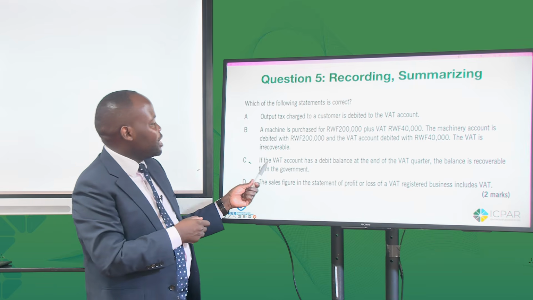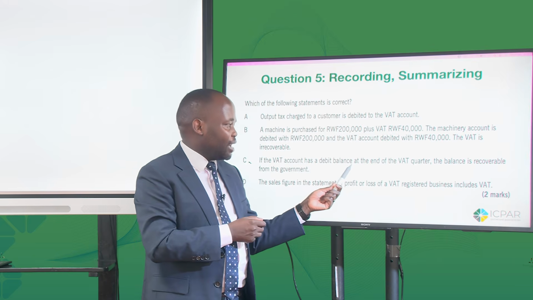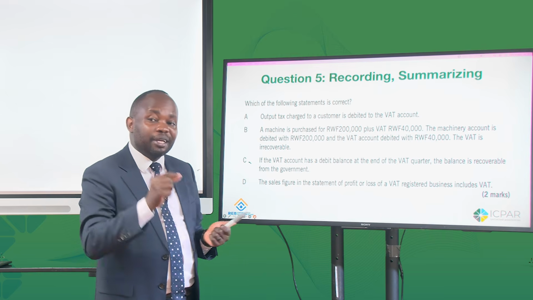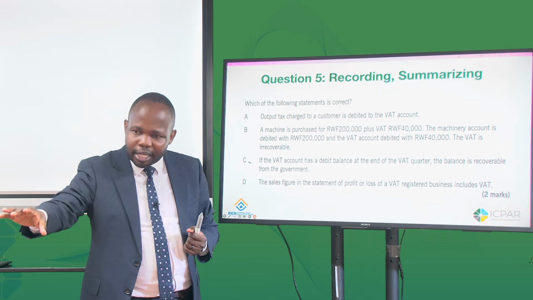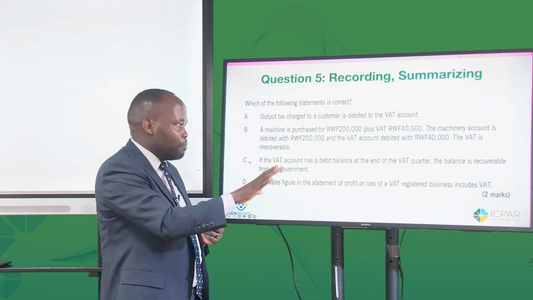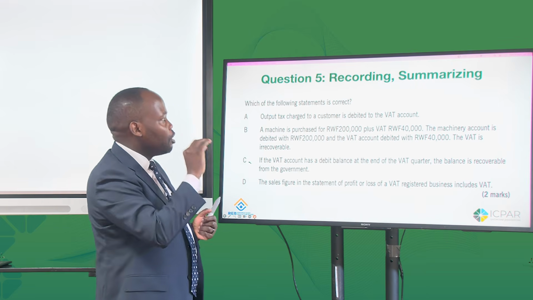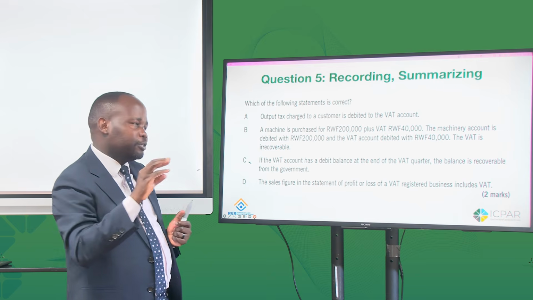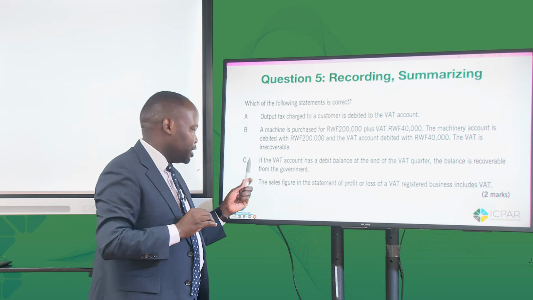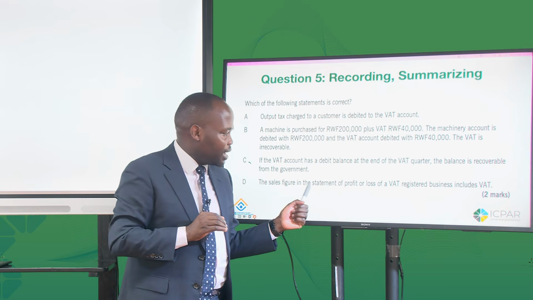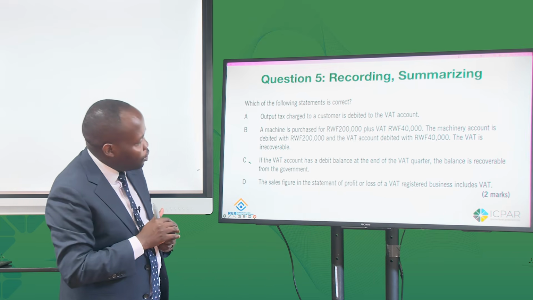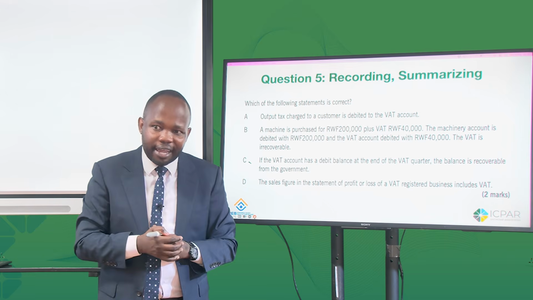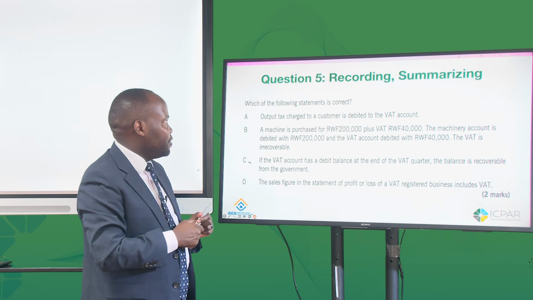C, if the VAT account has a debit balance at the end of the VAT quarter, the balance is recoverable from the government. Yes. When the VAT is credit, it means it's output. When the VAT is debit, it means it's input. And we said all input VAT is recoverable from the government because input VAT is made on purchases. So C is right. D, the sales figure in the statement of profit or loss of a VAT registered business includes VAT. No, it is exclusive of VAT.